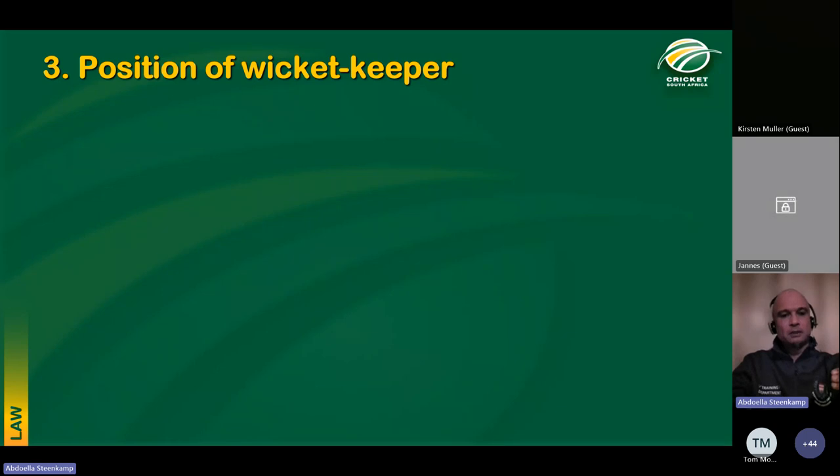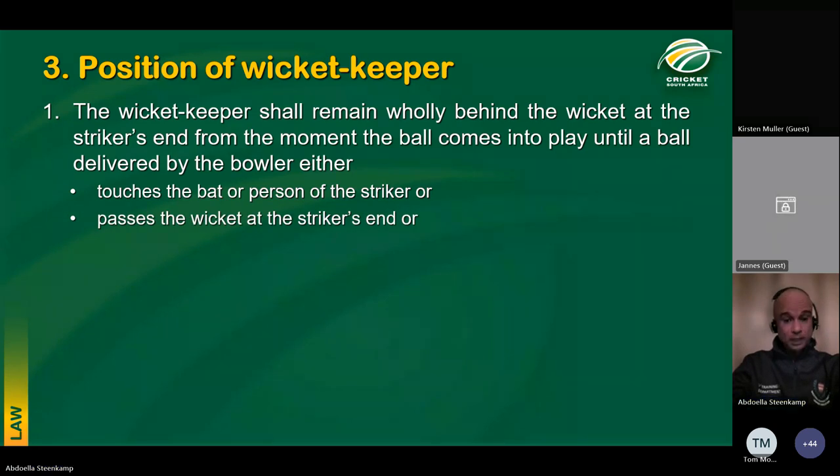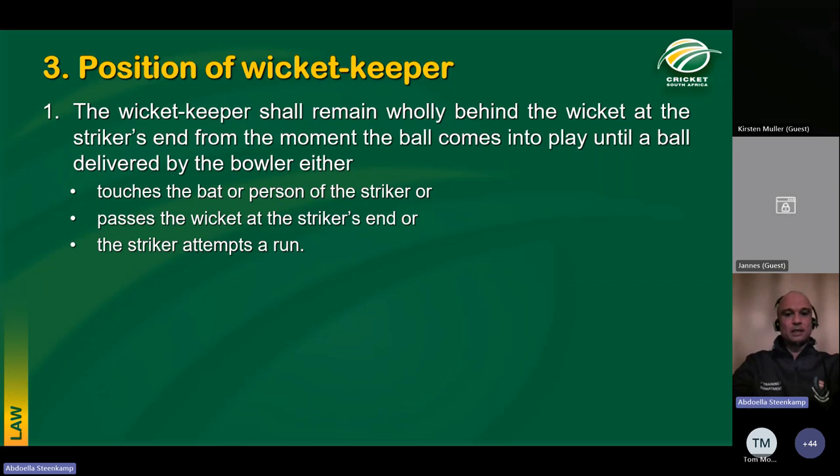In terms of the positioning of the keeper, the law tells us that the keeper is to remain behind the wicket from the moment the ball comes into play until the ball is delivered by the bowler, unless the ball touches the bat or person of the striker, passes the wicket that the striker's at, or the striker attempts a run. So from the moment the ball comes into play, the keeper needs to stay behind the wicket at all times. When can the keeper move in front of the stumps? As soon as the ball touches the bat or person of the striker, or the striker attempts a run. And the keeper must also wait till it passes the wicket at the striker's end.